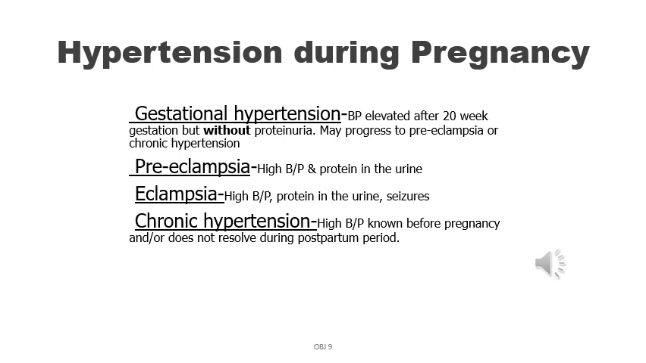Preeclampsia is when you have high blood pressure that's greater than 140/90 and that there's protein in the urine. Eclampsia is when there's high blood pressure, protein in the urine, and the patient has seizures. Chronic hypertension is with high blood pressure, which they know before pregnancy and or does not resolve during the postpartum period. We never treat any of these hypertensions with diuretics or ACE inhibitors during a pregnancy.